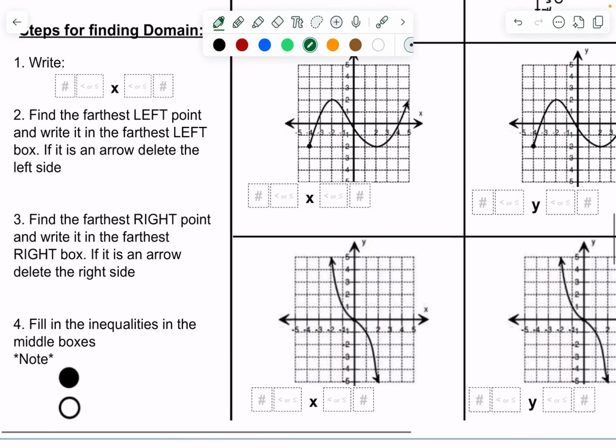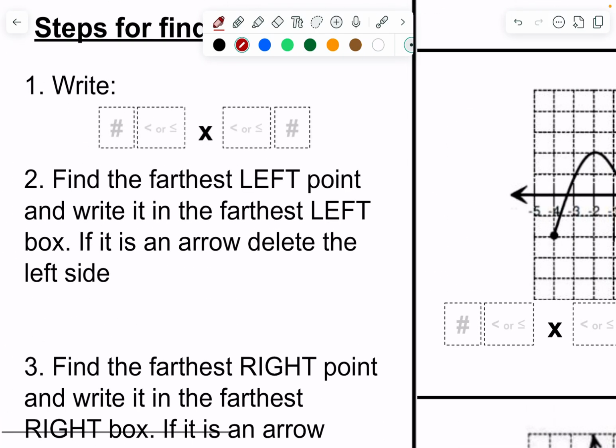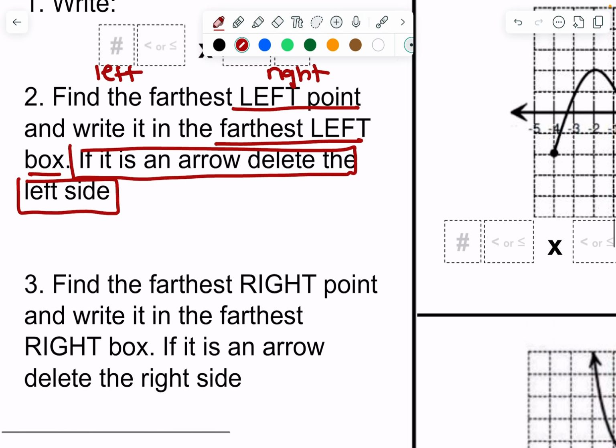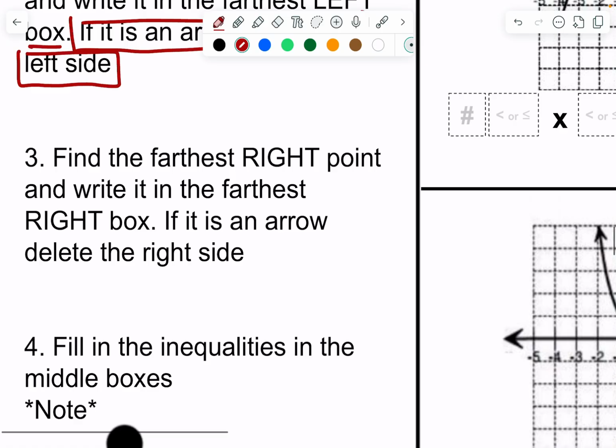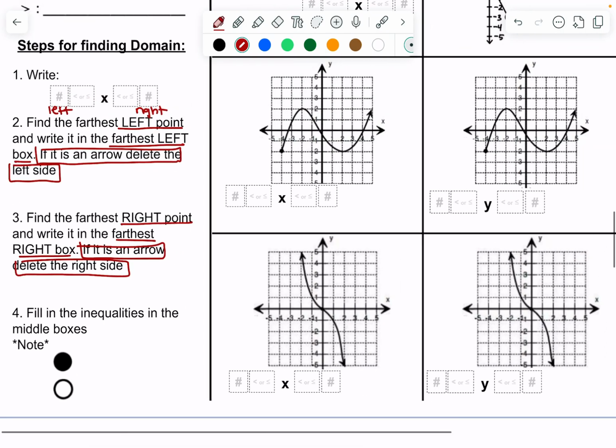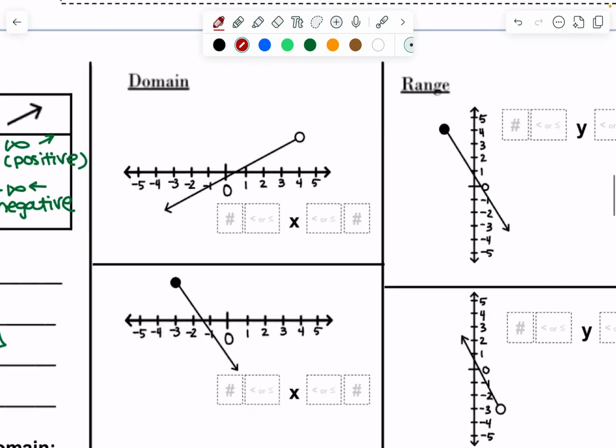And then right here, we have box, box, X, box, box. We're always going to put left, and we're always going to put right. Find the farthest left point and write it in the farthest left box. If it is an arrow, delete the left side. Farthest right point in the farthest right box. If it's an arrow, just delete the right side. Okay? So let's go ahead and try the first one.